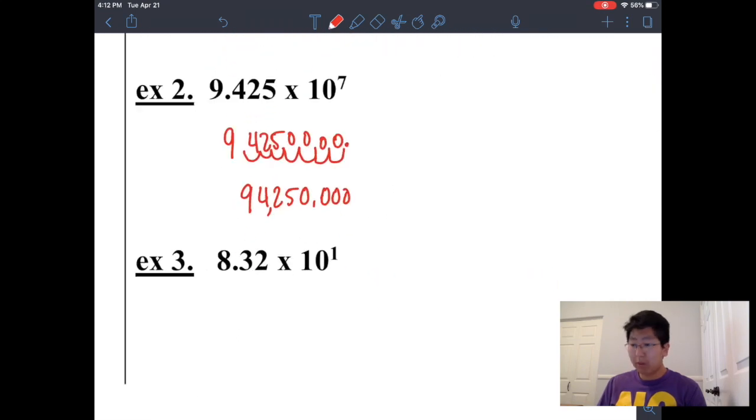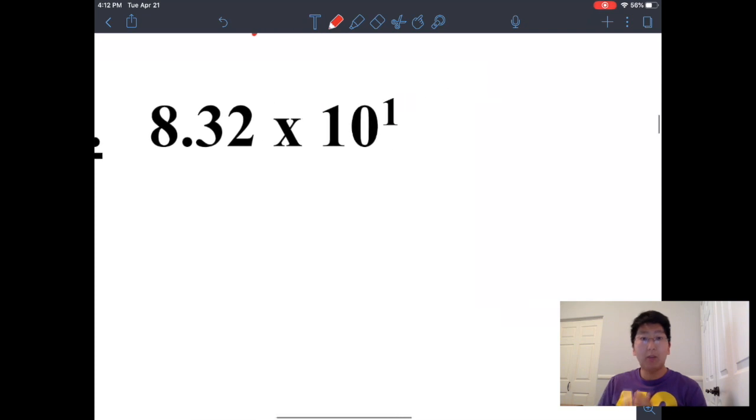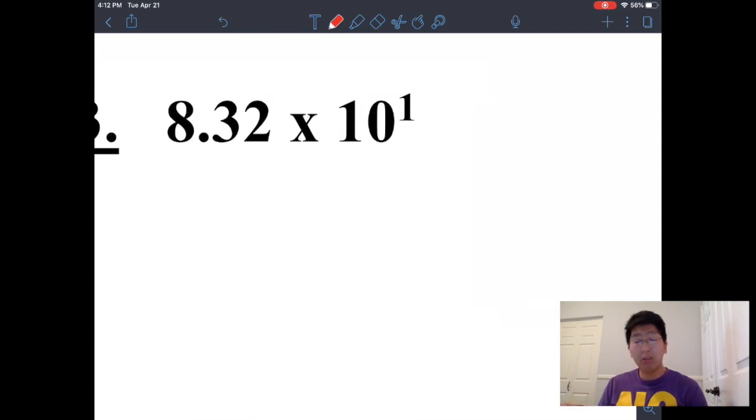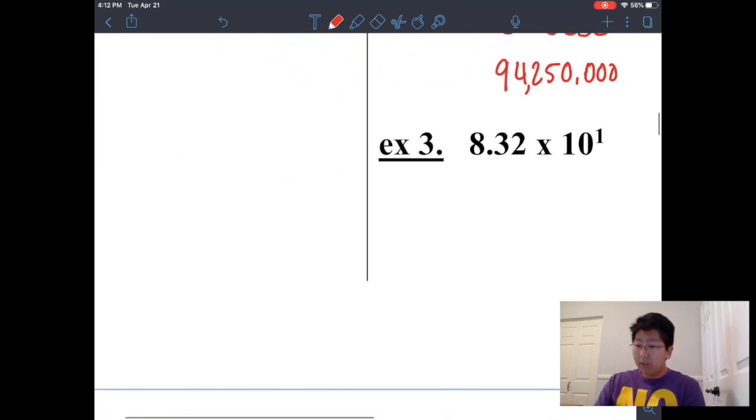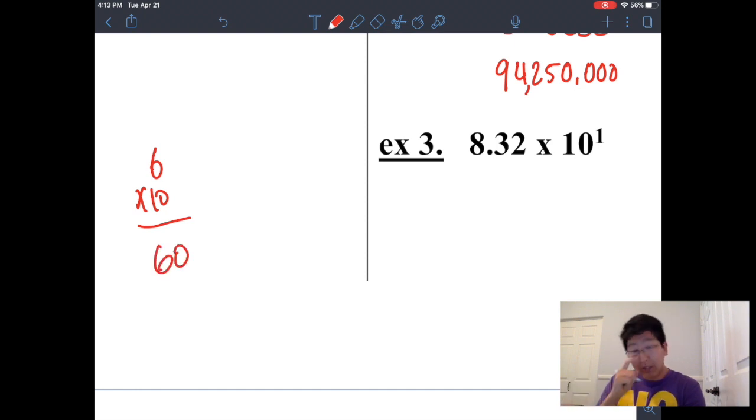Let's do another example with a positive exponent, meaning that the number is going to be bigger than it looks like. 8.32 is not a big number, but it's going to be bigger because we're multiplying times 10 to the first. So really what's happening here is we're multiplying by 10, and any number we multiply by 10, we're moving a decimal point over. I'll give you a quick example. 6 times 10, well, you all know the answer is 60, right? And guess what happened? There's a decimal point here, and 6, we're just moving that decimal point over 1, it becomes 60.